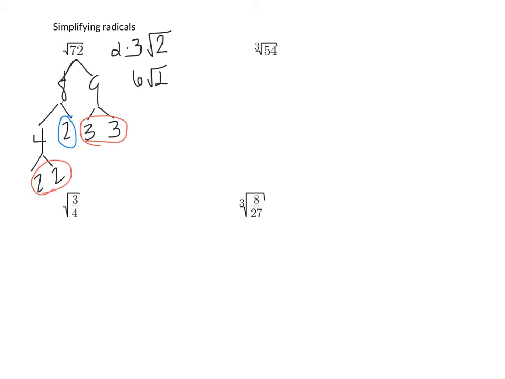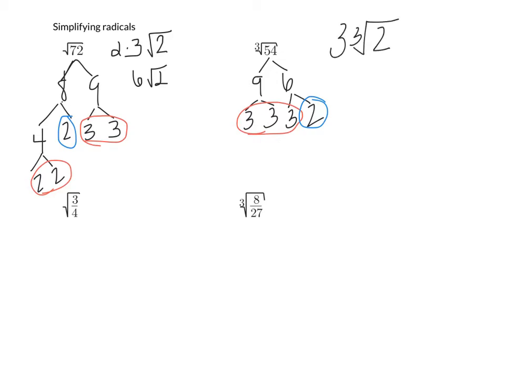For the cube root, we're looking for a triple. So 54, 9 times 6, 9 is 3 times 3, 6, 3 times 2. Now we see we have a triple here, and then we have a guy left over. So the triple is going to come outside of the cube root, and I get 3 cube root of 2, and that's my final answer.